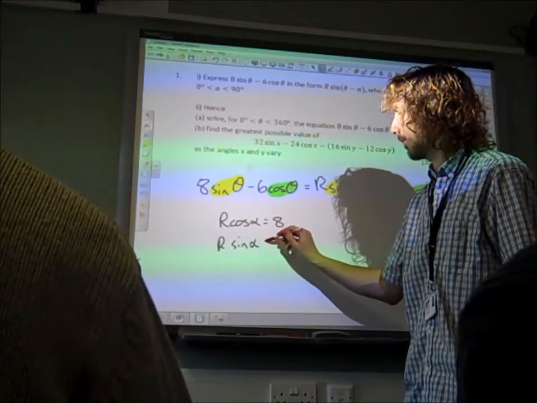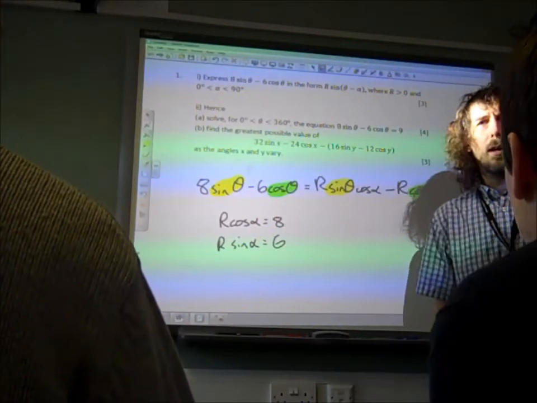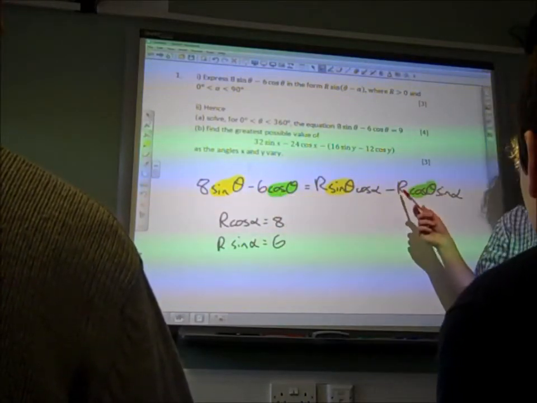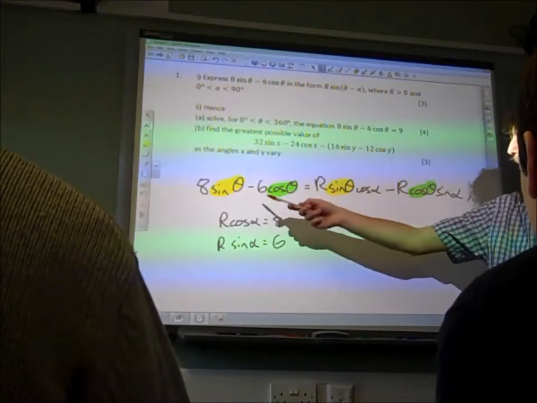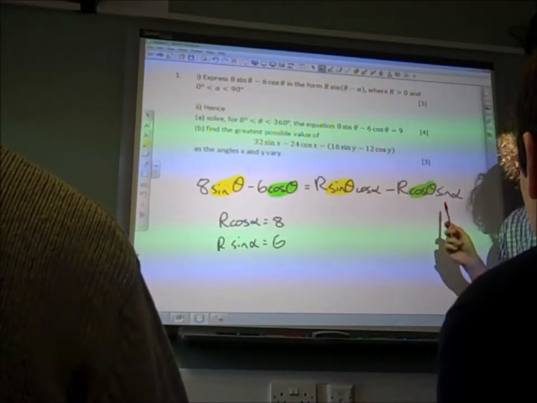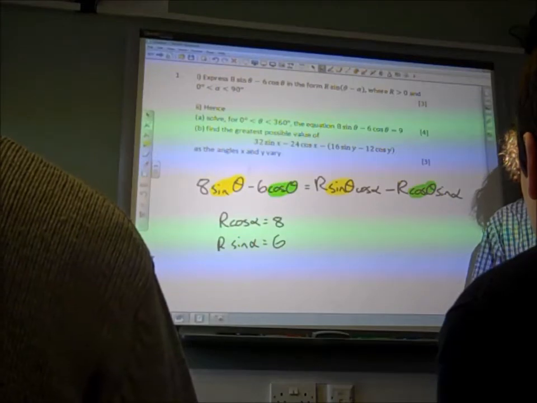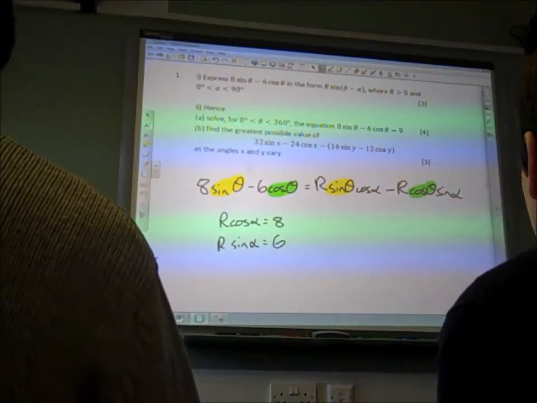Why have you got -6? We've got a minus on both sides, haven't we? So you could write -6 equals minus r sine alpha. No, she just got it wrong. Well, I got the answer right though.